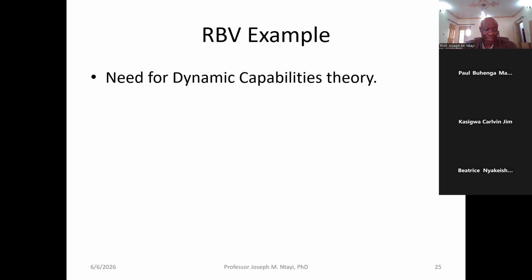So it couldn't. So this actually led to the development of the dynamic capabilities theory that was developed by Teece. If you look at the 1990s, actually in 1997, and a few other years after those years, Teece developed his dynamic capabilities theory.